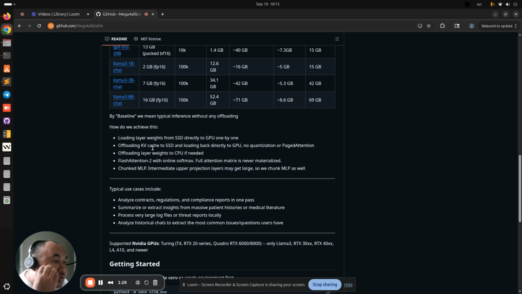I also use a flash attention-like implementation with online softmax. The standard initial implementation of the transformers library for gpt-oss-20b didn't have flash attention, so I had to integrate one. I also do chunked MLP. It's very important because sometimes the intermediate up-projection layers may get very huge, and it's important to chunk the MLP as well in order to reduce memory usage.